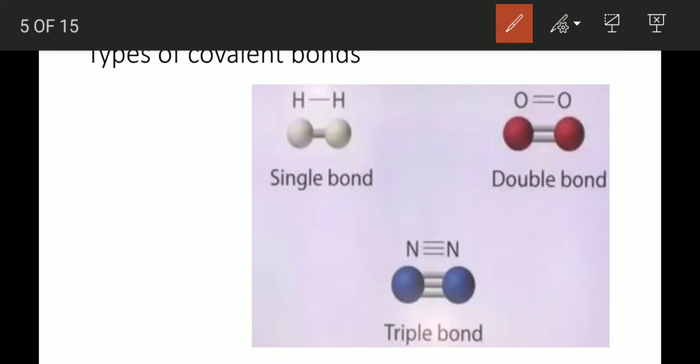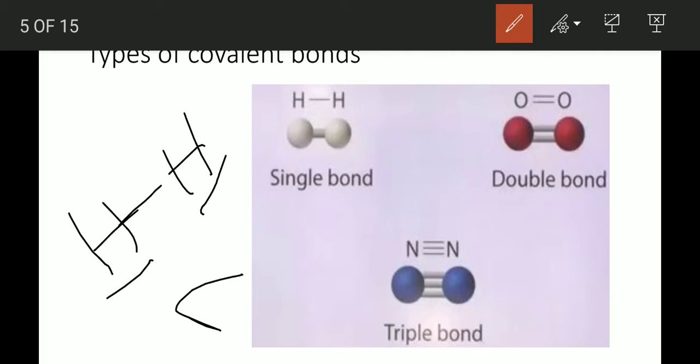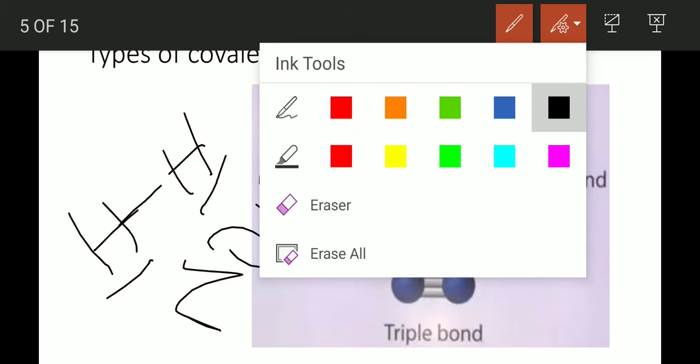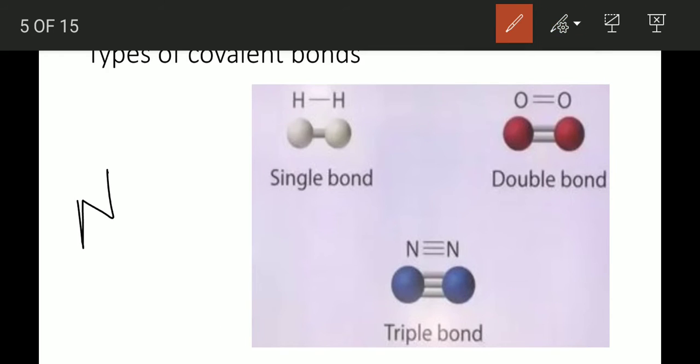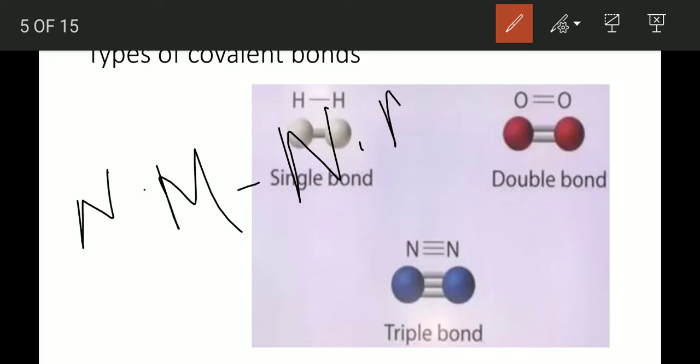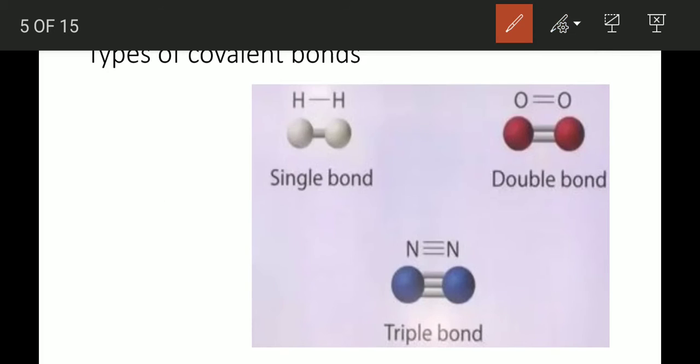Here, between one hydrogen and another hydrogen, the bond has formed. This hydrogen is a non-metal, and this hydrogen is also a non-metal. That's why a covalent bond will always happen between a non-metal and another non-metal.